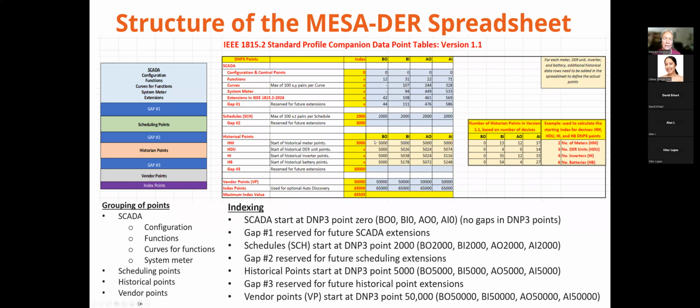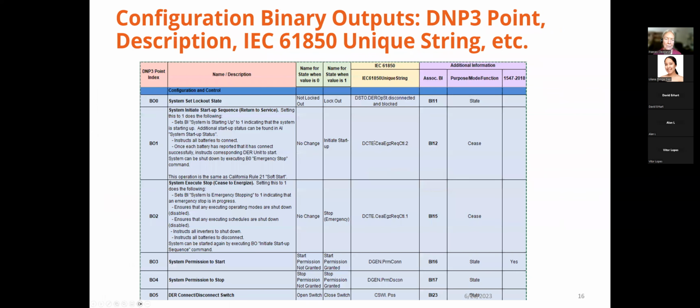So again, this is an overview of it. Now I'm going to show you the details. So here is binary output starting at 0. And it is the system set lockout state. And it shows what it means when it's 0, because remember, these are the binary points. So it's either a 0 or a 1. And it has a unique string name.